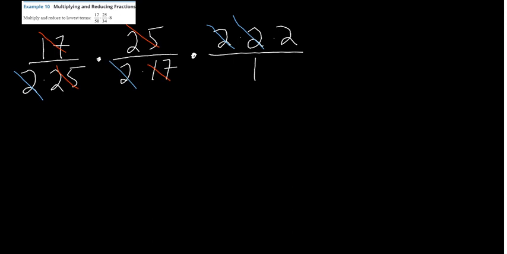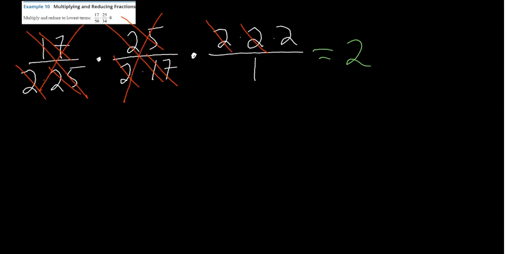Now that does seem really fast, but as you practice, you're going to recognize patterns, and you're going to be able to do this pretty quick, I believe. So with that said, my 17s cancel, my 25s cancel, this 2 cancels with this 2, this 2 cancels with this 2. So all of this doesn't matter, and I basically just have 2 over 1, or in other words, just simply 2. Okay, it's that easy once you get the hang of it.